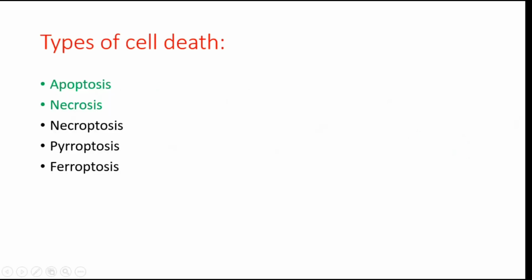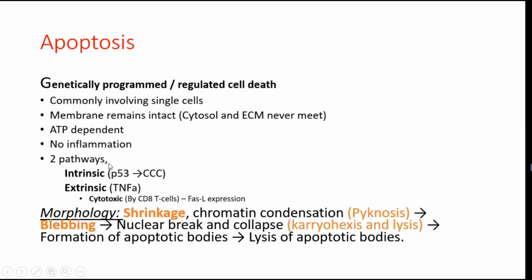So yeah. Okay, the main types of cell death are two, the most important ones: apoptosis and necrosis. But it's also important for you to know a few basic details about necroptosis, pyroptosis, and ferroptosis. So if you name these five, talk in detail about apoptosis and necrosis, and say some basic points about the rest three, you'll be good with the question. Okay, so let's start with apoptosis.